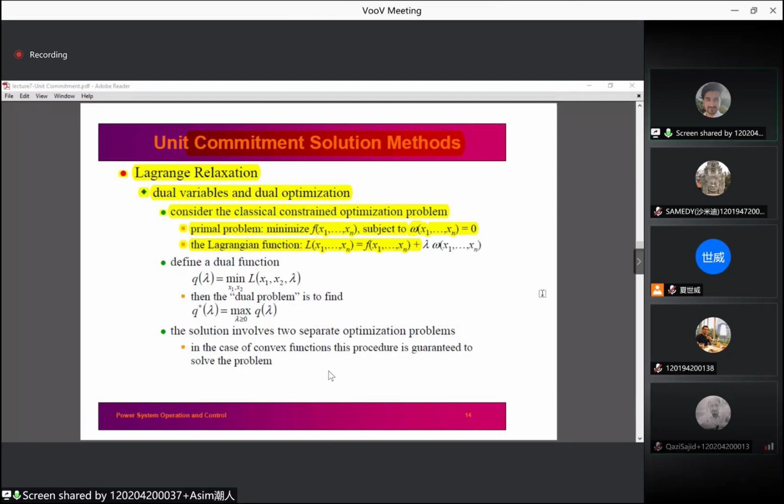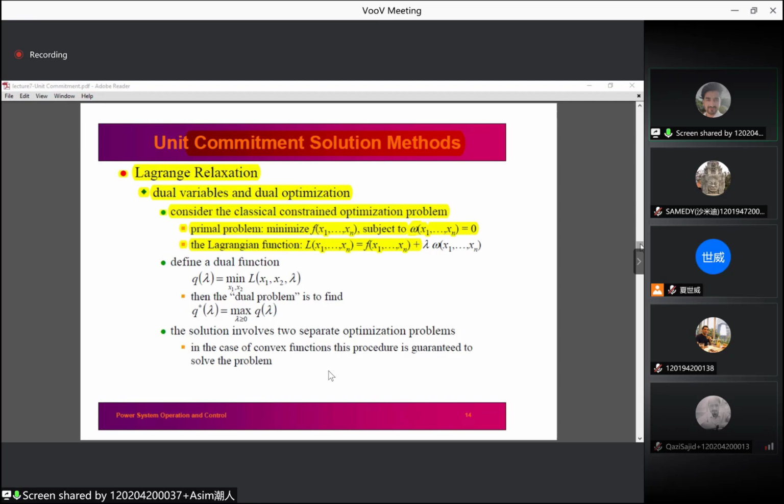So, unit commitment solution by Lagrange relaxation. First we will discuss what is Lagrange relaxation and why we use it for unit commitment. Lagrangian relaxation is a method for approximating a difficult constraint optimization problem by a simpler problem. For that reason, we use Lagrange relaxation, because unit commitment requires a very secure method to optimize the constraint optimization.